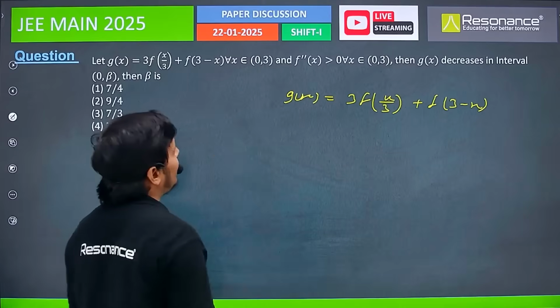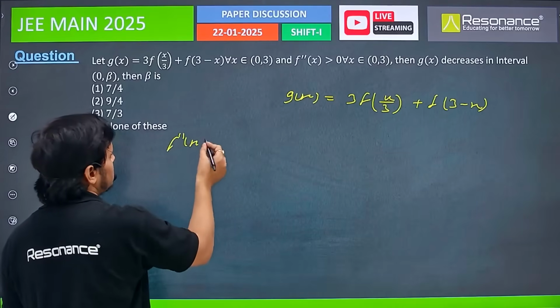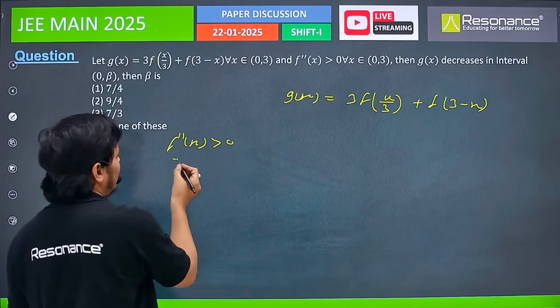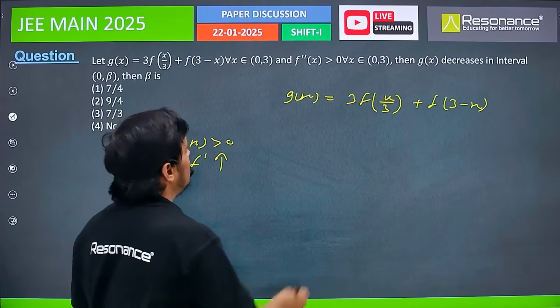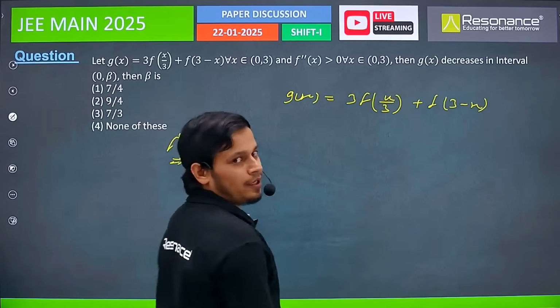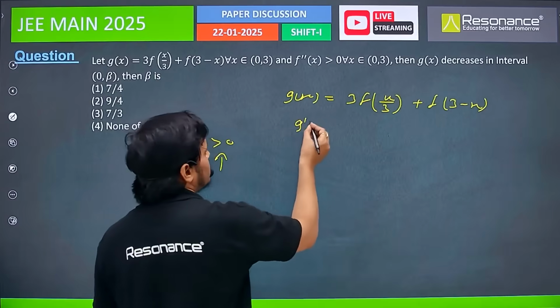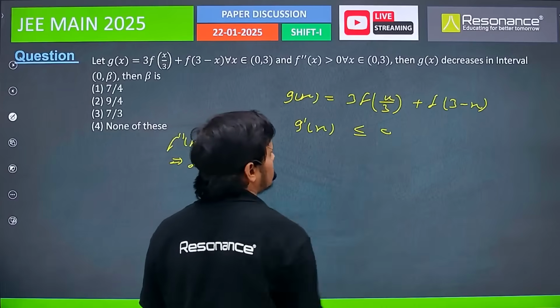So now what they are saying is that f double dash x is greater than or equal to 0. If f double dash x is greater than 0, what does it mean? It means f dash is an increasing function. Okay, so g(x) is decreasing in the interval 0 comma beta, and beta only we need to know. So for g(x) to be decreasing, g dash x needs to be less than or equal to 0.